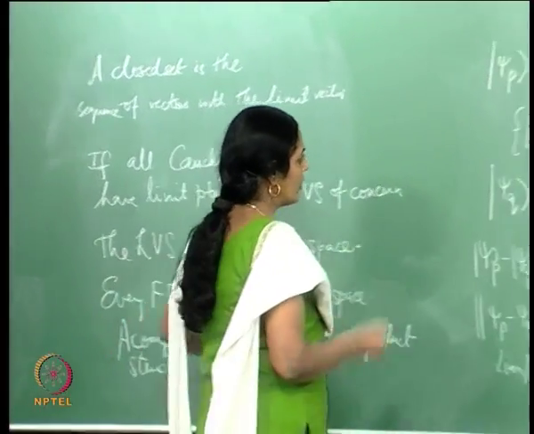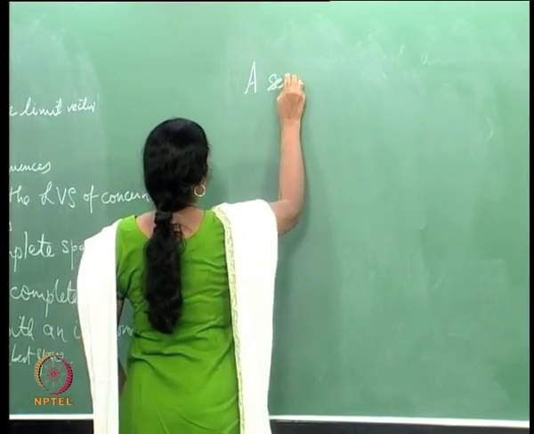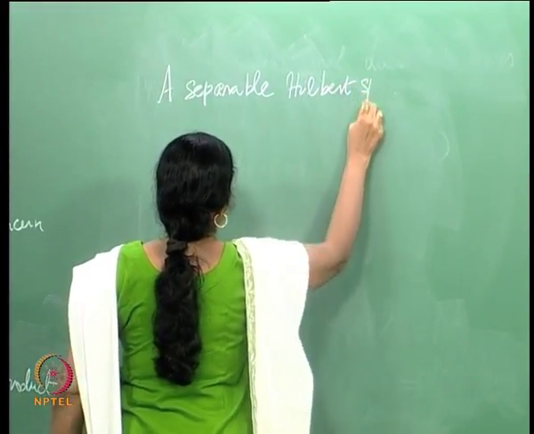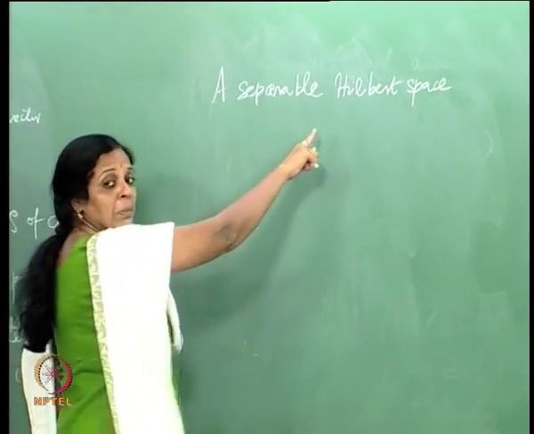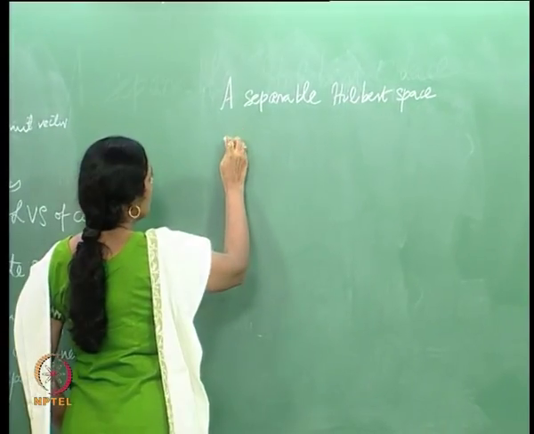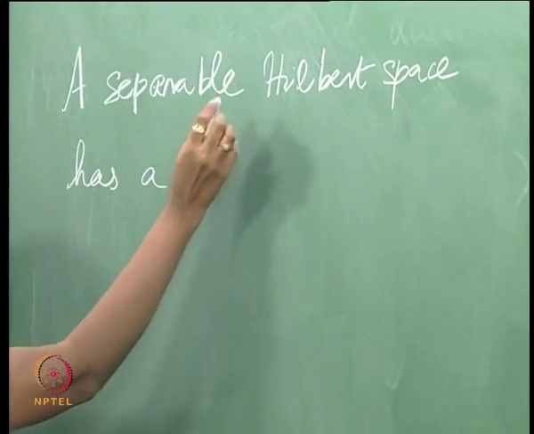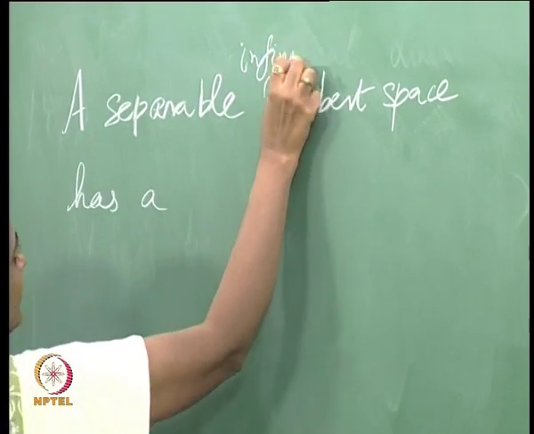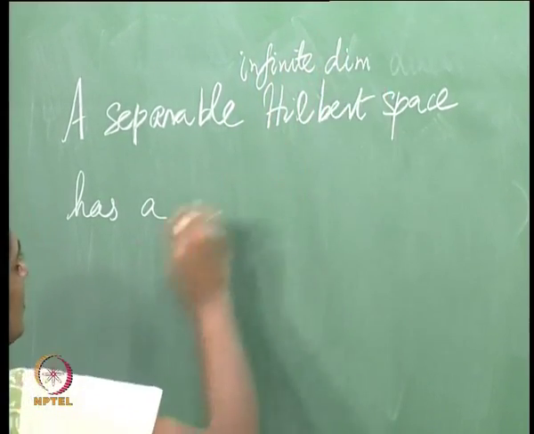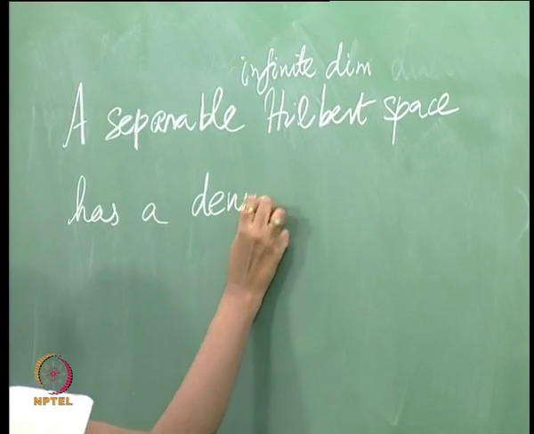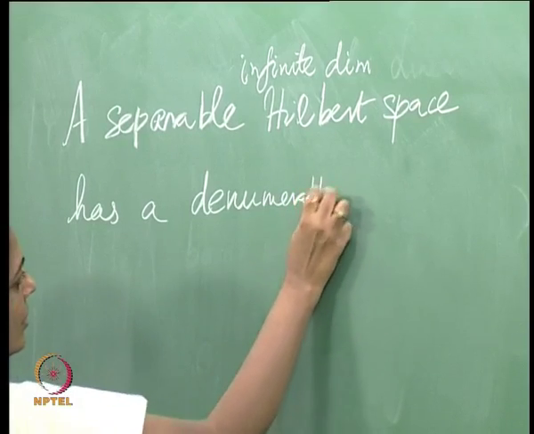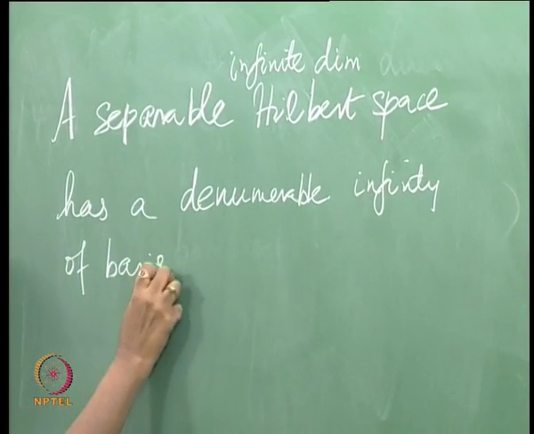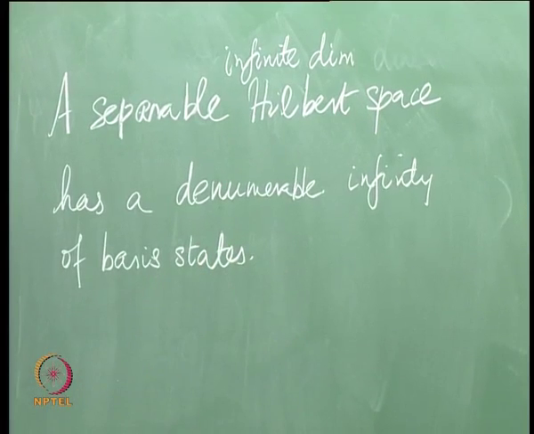Now the statement, a very crucial statement, is the following: a separable Hilbert space, a complete space with an inner product structure defined on it, has, and we are talking about an infinite dimensional linear vector space, a denumerable, countable infinity of basis states. So I can count the basis states.